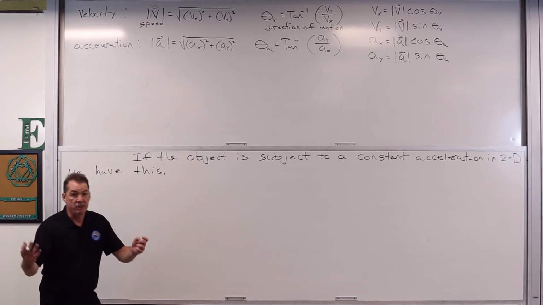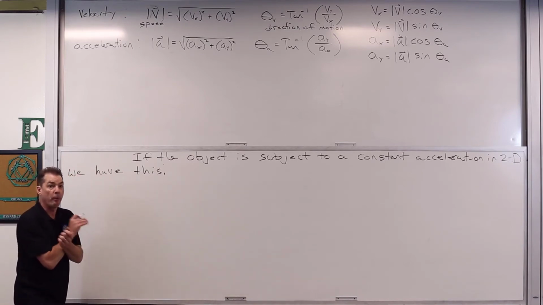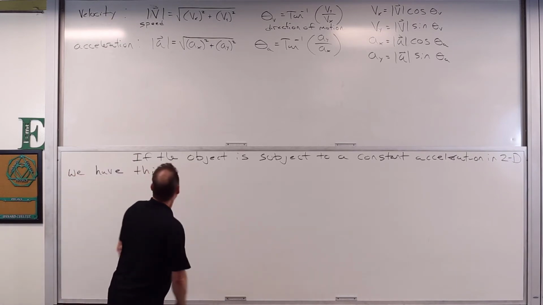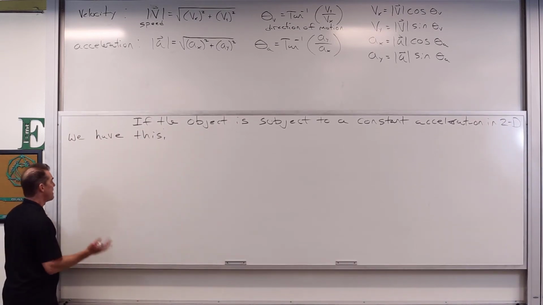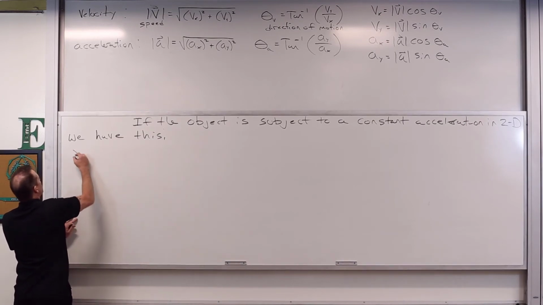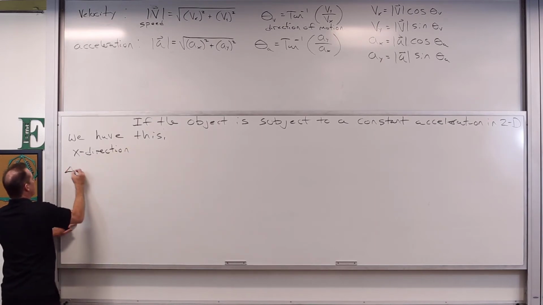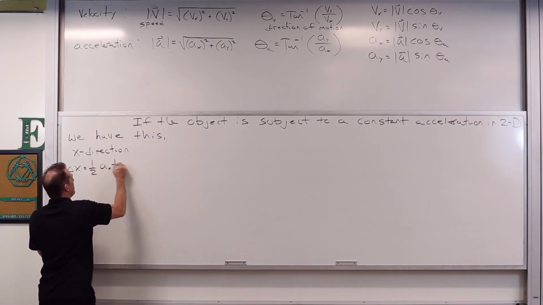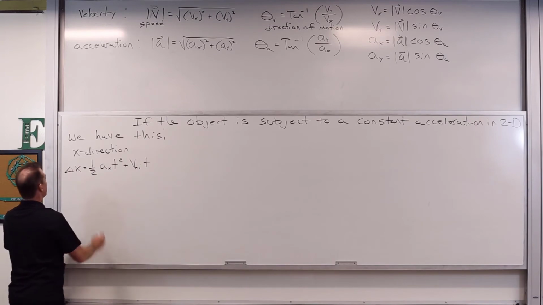Well, we have the x direction and the y direction, which are separate directions. They are perpendicular to one another. The x direction has nothing to do with the y direction, and vice versa. They are separate entities in a sense. So for the x direction, we'd have delta x is equal to 1/2 a sub x t squared plus v x sub i times t.